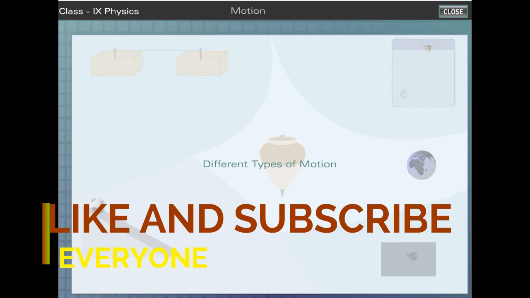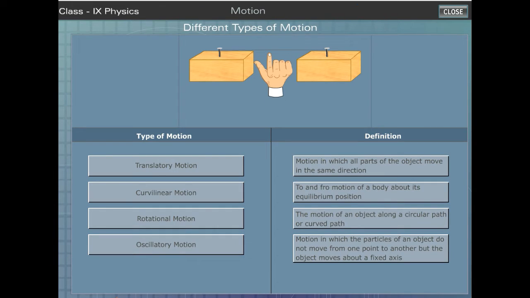Different types of motion. Here is an activity on different types of motion. Observe the motion of the displayed object and click on the type of motion and its definition.